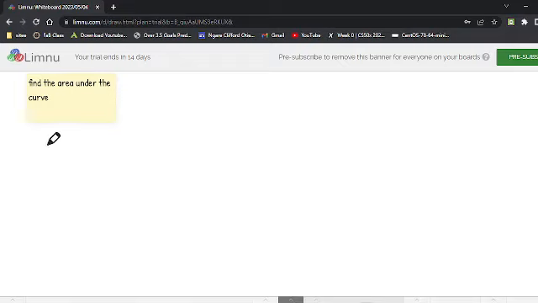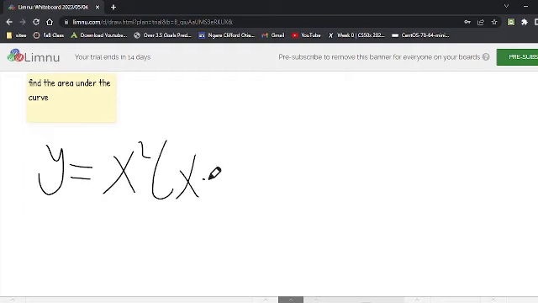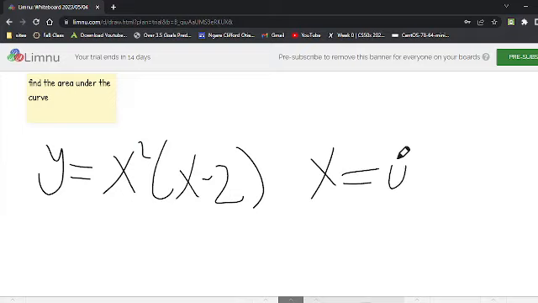Okay, find the area under the curve for y equals x squared times (x minus 2), at x equals 0 and at x equals 2.